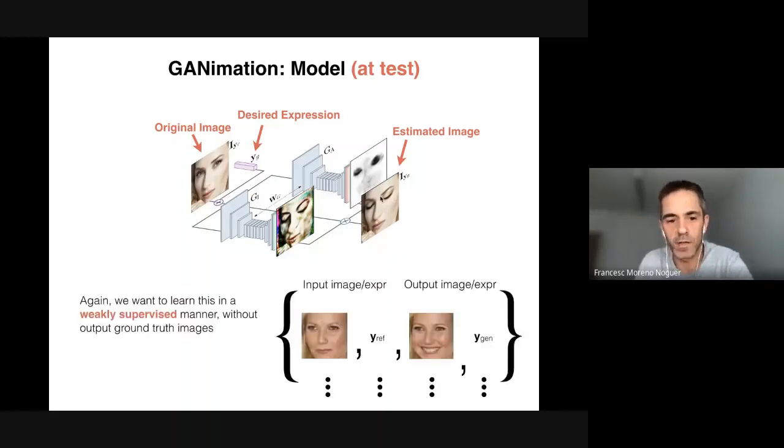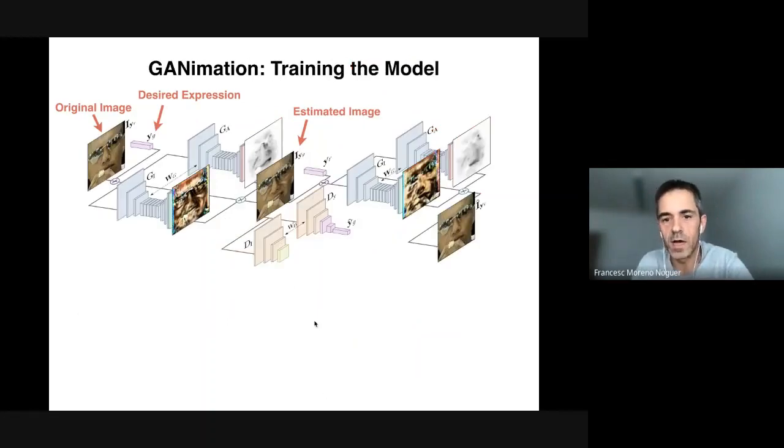And for training, what I forgot to say is that we also wanted to exploit a framework with weak supervision. So we didn't use pairs of input and output images of the same person with different expressions. We only used images of the person with one expression. That's what we use for training, and that's how the network looks at train.